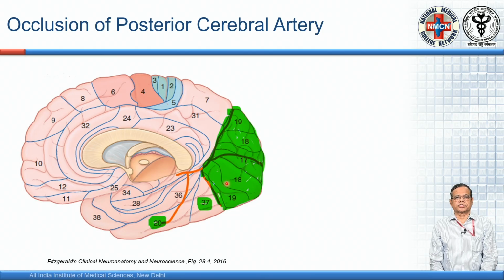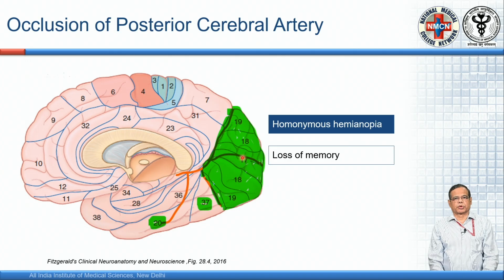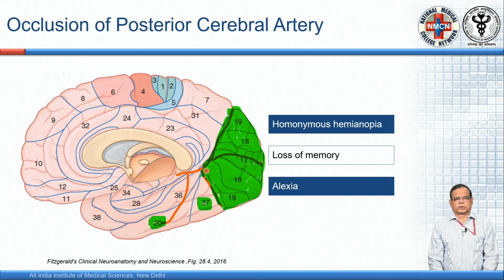Occlusion of the posterior cerebral artery gives rise to homonymous hemianopsia of the opposite side or visual field defect, loss of memory as it supplies part of the hippocampus, and alexia because the fibers connecting the visual area with the speech area are affected.